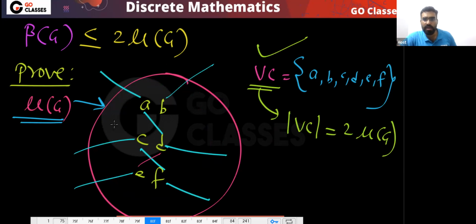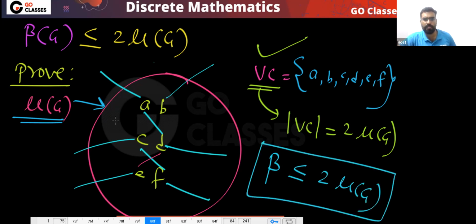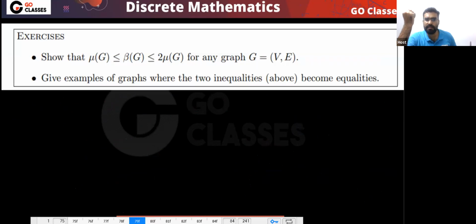So now this is a vertex cover. Then what can you say about the minimum vertex cover? This is a vertex cover, but I am not saying this is minimum. So what can you say about the minimum vertex cover? That is less than or equal to 2 mu. Is this clear? If this is a vertex cover, then the minimum vertex cover should be less than or equal to this. And this is the idea. Did you understand this statement?